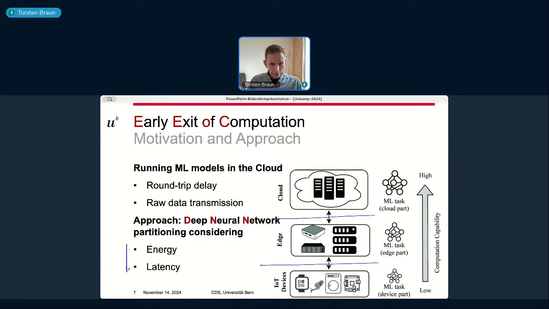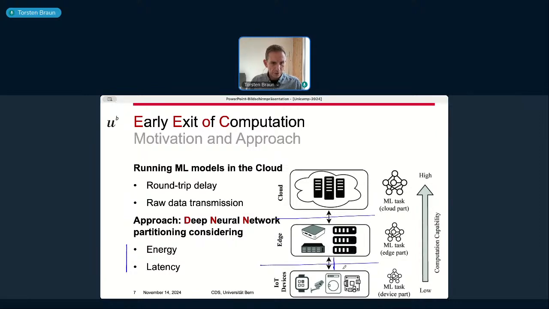That means if we run the whole model on the IoT device, a very complex model, then maybe the computation time might be very long. Therefore, we could split the model and run part of the model on the edge or in the cloud, and then make use of better computation power there. On the other side, this comes at the expense that we transmit some data, and the data transmission also might take some time. So we have to consider all the parameters.